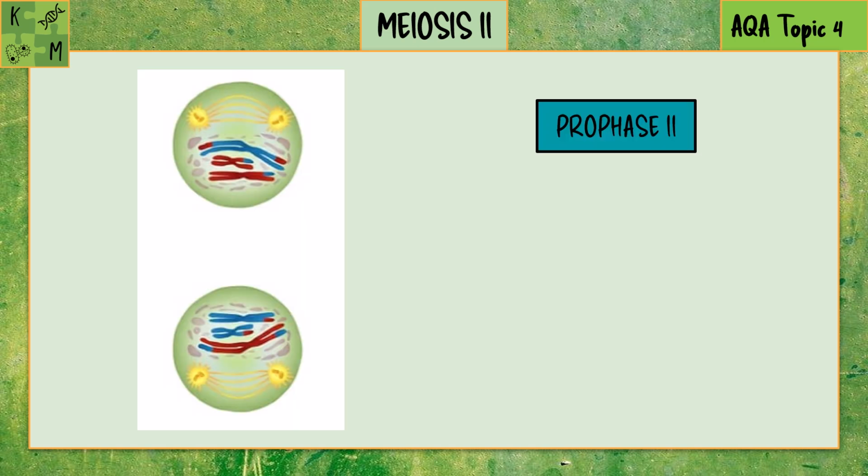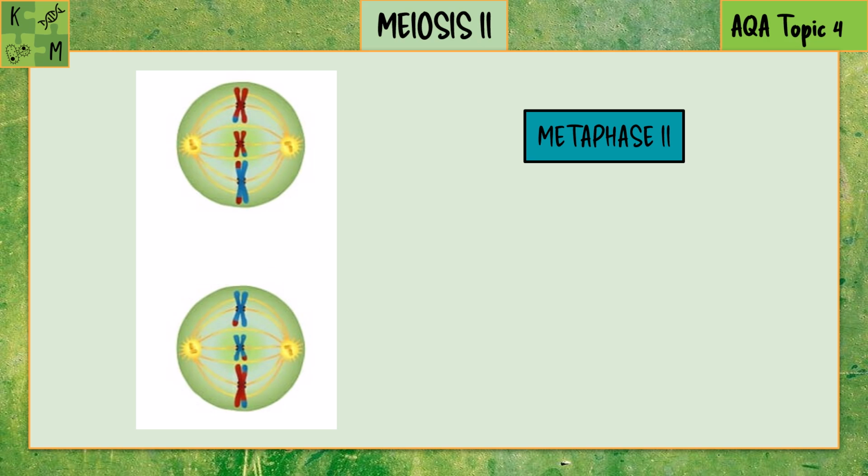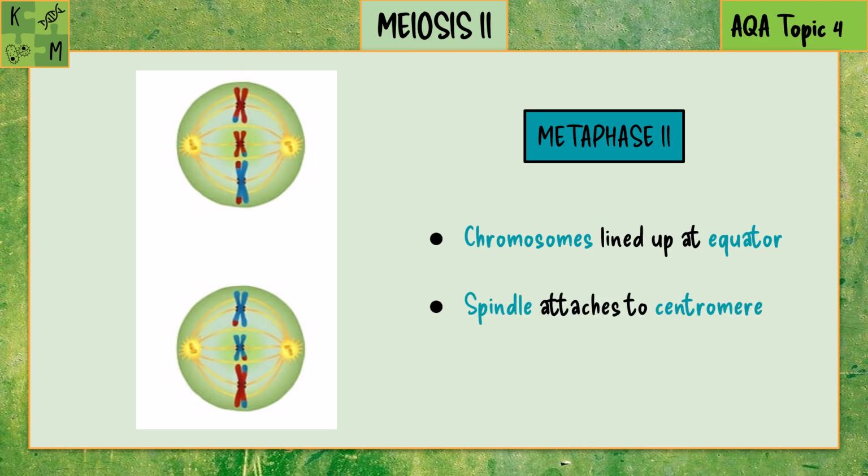Meiosis 2 begins with prophase 2. Once again, the chromosomes condense and become visible, and the nuclear membrane breaks down. During metaphase 2, the chromosomes line up at the equator, but here they are lined up in single file as we see in mitosis, as there are no longer homologous pairs within the cell. The spindle attaches to the centromere of each chromosome.